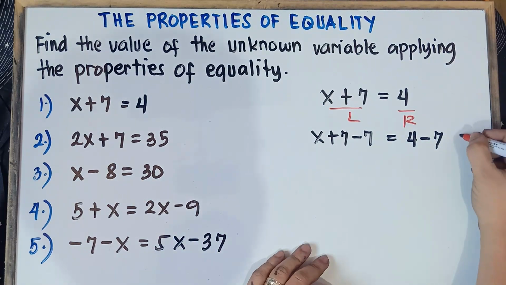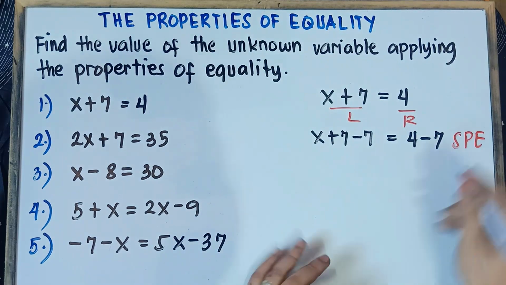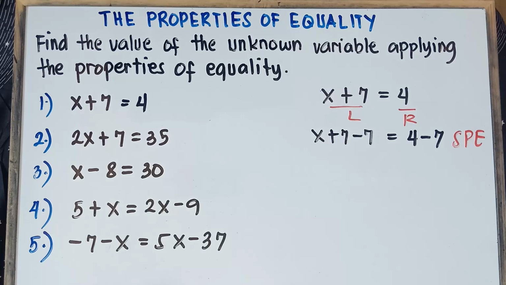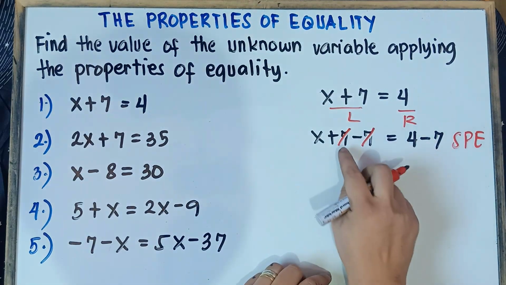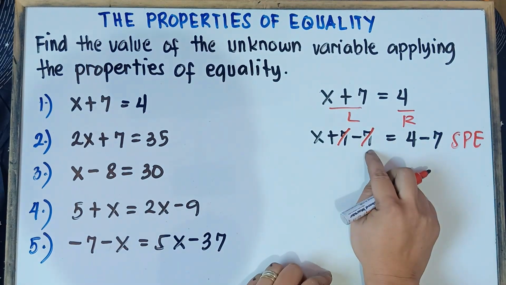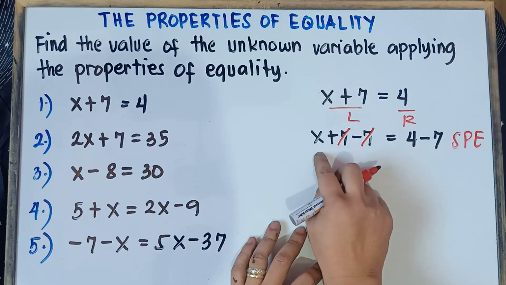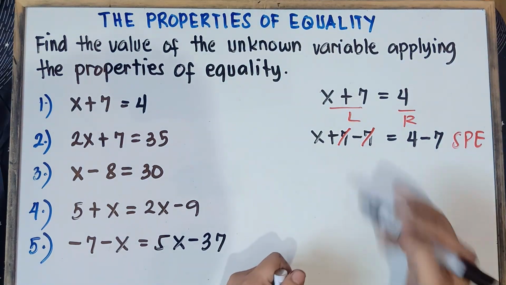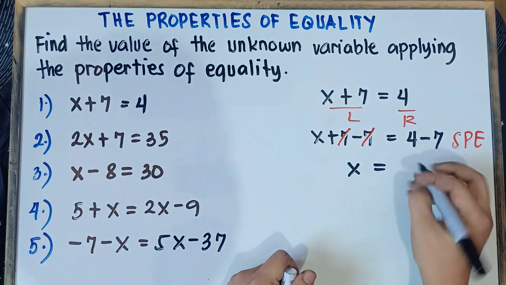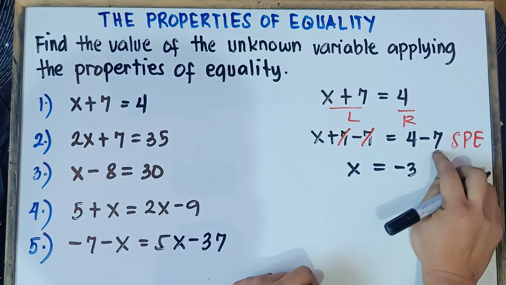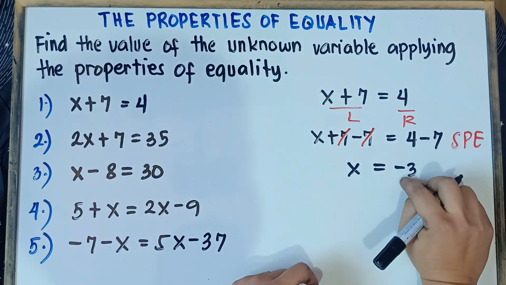And we call this one the subtraction property of equality. Question, sir, why do we need to subtract both sides by 7? So that we can cancel this out, because 7 minus 7 is 0, and the remaining expression will be only x. So that would be x equals 4 minus 7. The answer is negative 3. Once again, 7 is greater than 4, that's why we have negative 3.